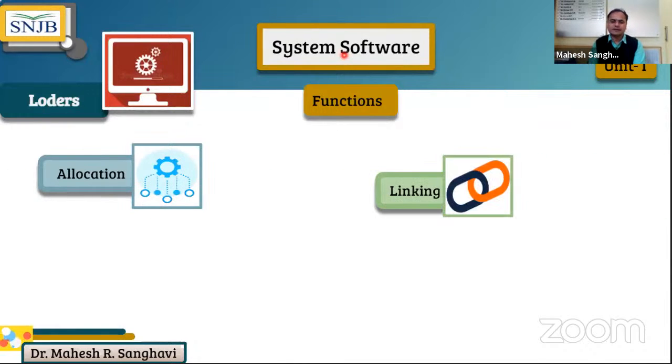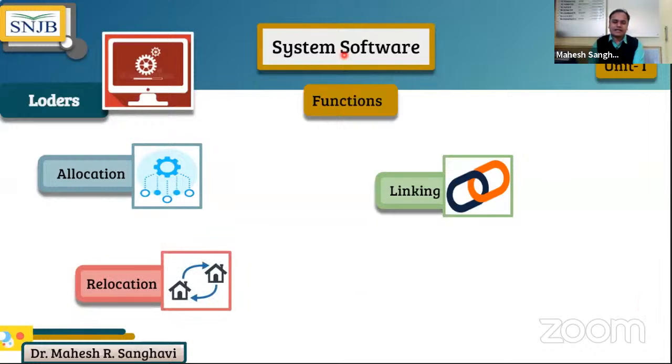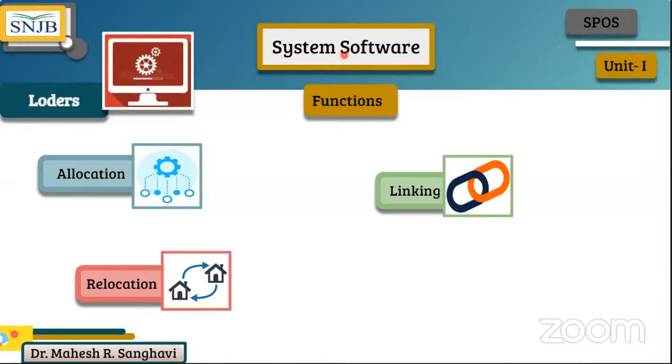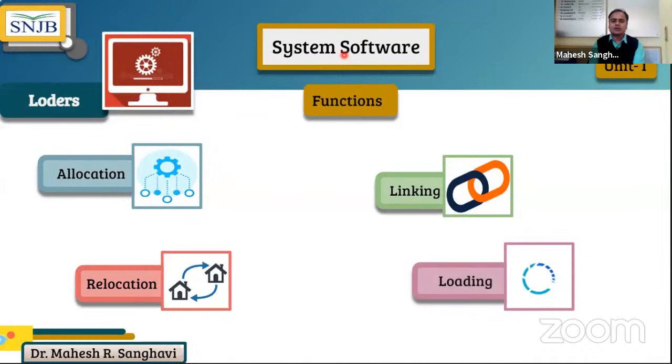We should be able to link the contents of some standard library or other programs if we give those references. Then relocation. This is needed if the addresses are getting changed, so we need to relocate the addresses of each and every instruction. And finally, there is loading. Loading helps us load the program into main memory, that is, the RAM. So the four functions of the loader are allocation, linking, relocation, and loading. Pretty simple, and it is asked many times in SPPU examinations.